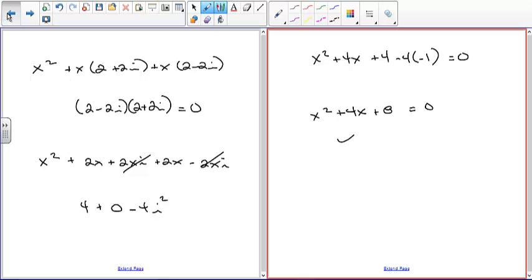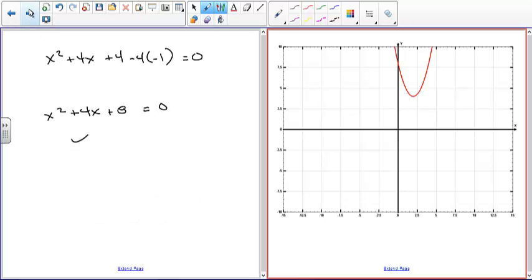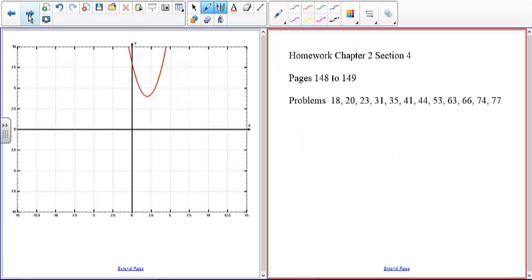So doing this multiplying out just to confirm is not trivial, and usually you can make a mistake. And notice this is the plot of the function. There are no x-intercepts. That's why we have complex roots, complex zeros.